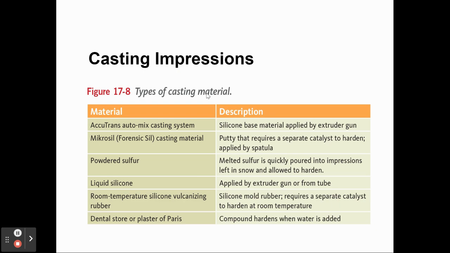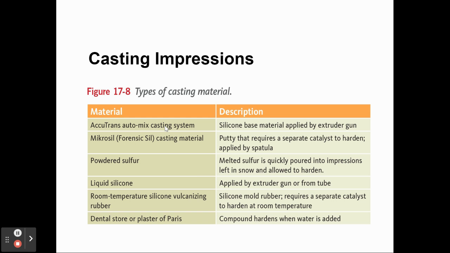Now, in terms of casting the impressions, much like we talked about with regards to tire treads and things like that, there's a lot of different ways that you can make molds of these, or make impressions of these tool marks. This is a few of the different ways that this can be done. Again, each of these will have their very specific applications. It's not a one size fits all. You don't always use Accutrans auto mix casting system. That doesn't make sense. Sometimes that's not going to be your best choice.